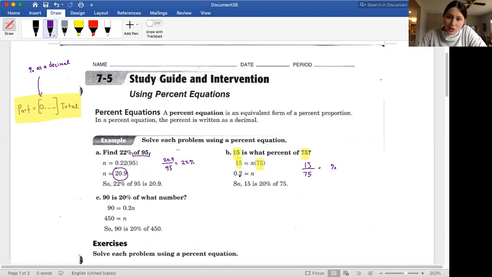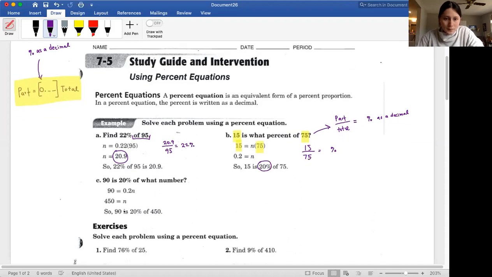Now, this is not a percentage yet. We've got to turn this into a percentage by moving our decimal 2 over. And so 15 out of 75 is 20%. So if you wanted to jump ahead and turn this into the part out of the total is equal to the percent as a decimal, you could do that. I'm fine with you jumping ahead and solving it this way if you'd like to. You just do 15 divided by 75 equals 0.2 and then multiply by 100 to make that a percentage.